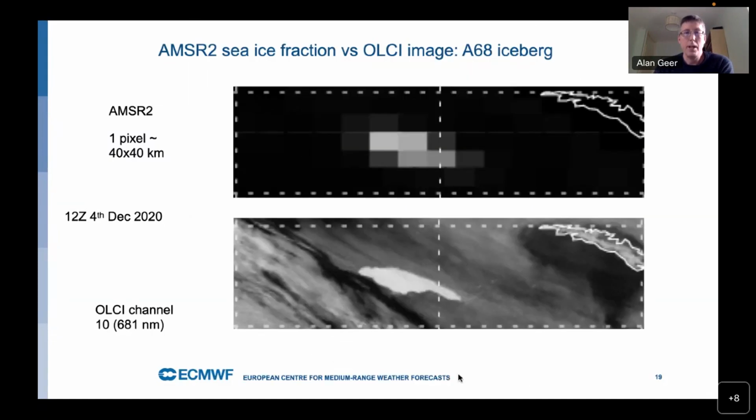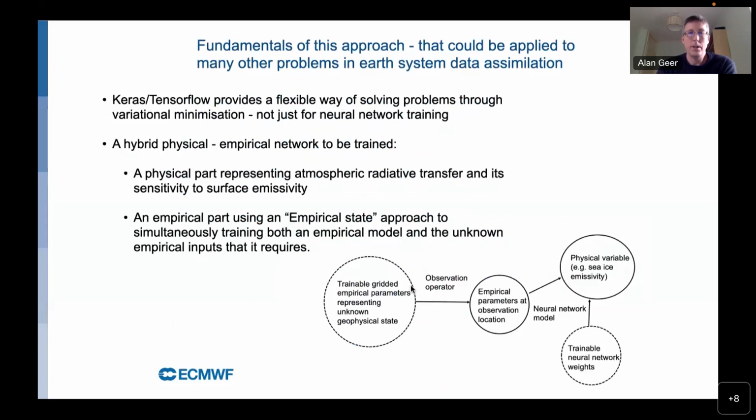And so zooming in, there's the 40 kilometer resolution AMSR2 retrieval of this iceberg. It's the A68 iceberg. And there's the OLCI retrieval on the same grid. And there clearly is a very good spatial analysis of the sea ice fraction. So just to go to the final slide, just to summarize the fundamentals of this approach, which I'm really excited about. I think it could be applied to many other problems that are similar in Earth system data assimilation.